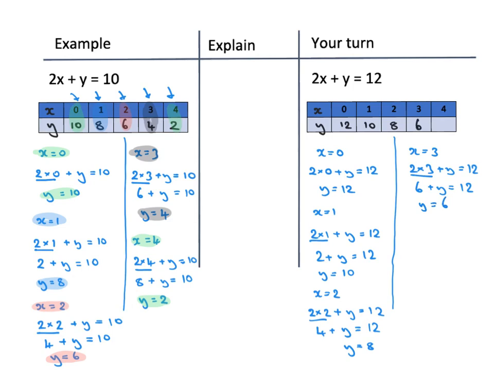Then finally, x equals 4. 2 multiplied by 4, in place of 2 multiplied by x, add y equals 12. 2 times 4 is 8, add y is 12, and the missing number is y equals 4. And that's the missing number in our table.